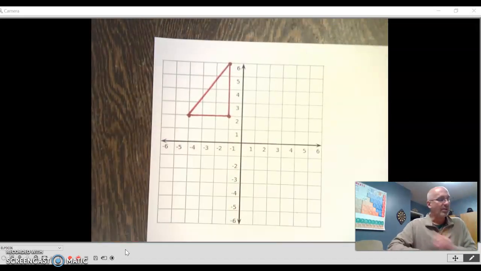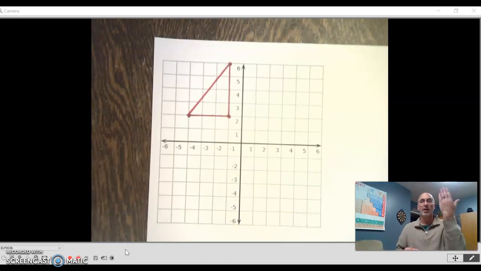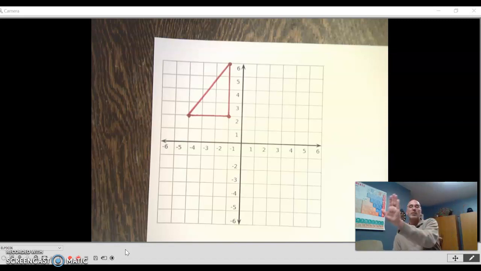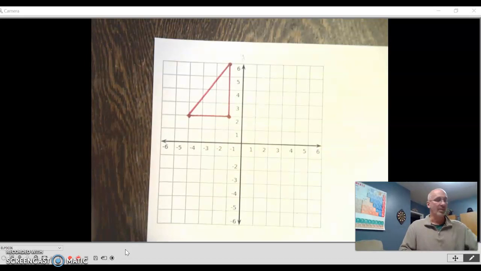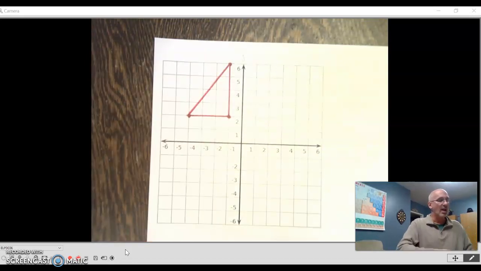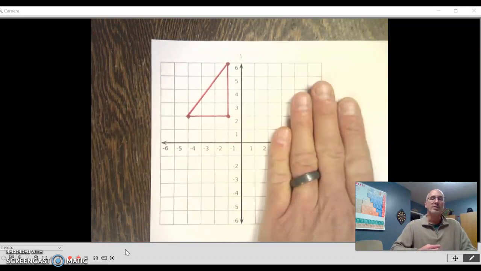All right, I will do another example. I have another triangle. This time I want to reflect it over the y-axis. So when we reflect something, we have it here, and then we are going to flip it over that line of reflection. That is a reflection. And so the y-axis is right there. That's our vertical axis. So we are going to take this shape and flip it over to this side.